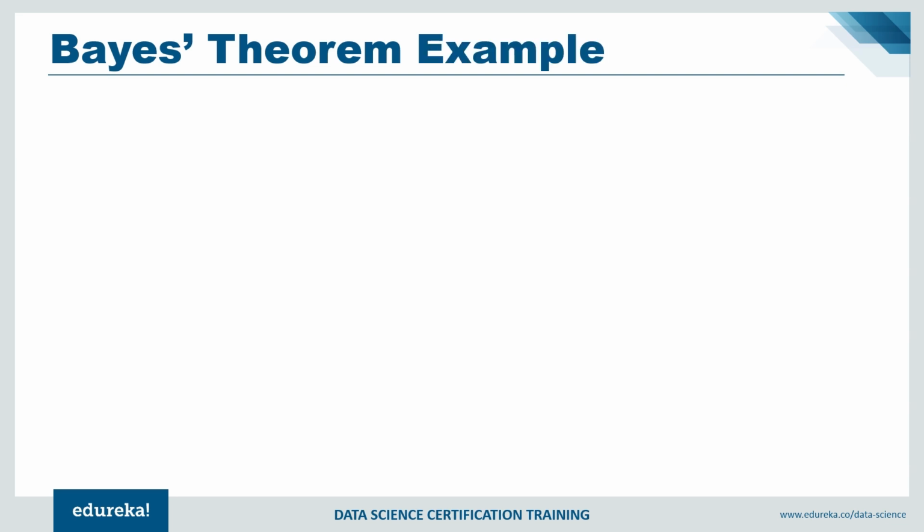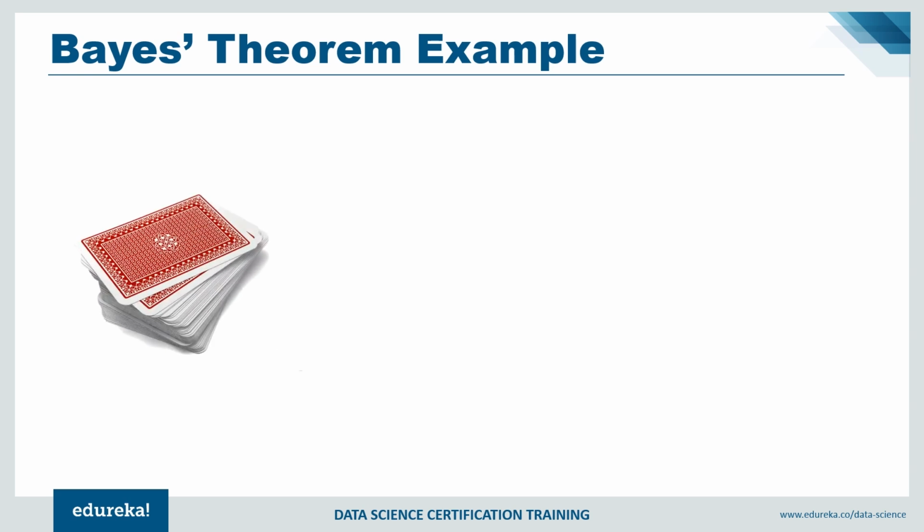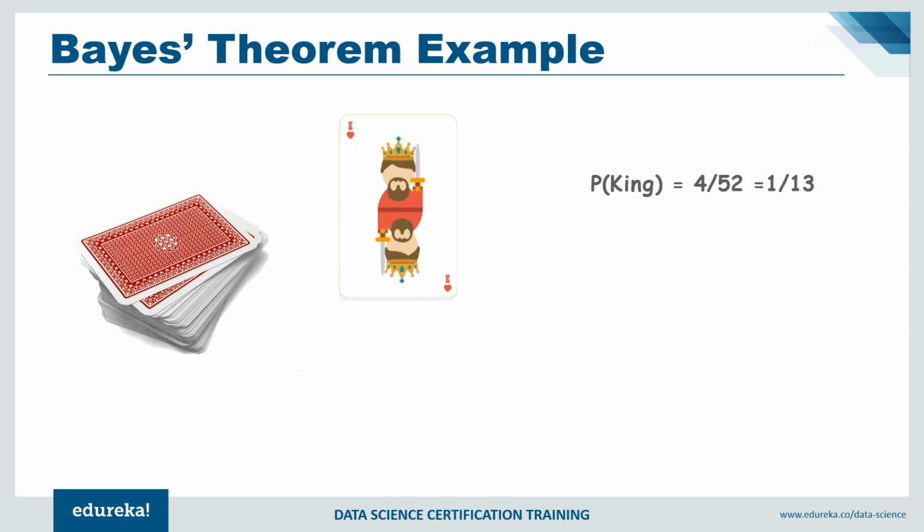So let's understand it with a simple example here. If a single card is drawn from a standard deck of playing cards, the probability of that card being a king is 4 out of 52. Since there are 4 kings in a standard deck of 52 cards, if king is the event that this card is a king, the prior probability of king, that is the probability of king, equals 4 by 52, which in turn is 1 by 13.